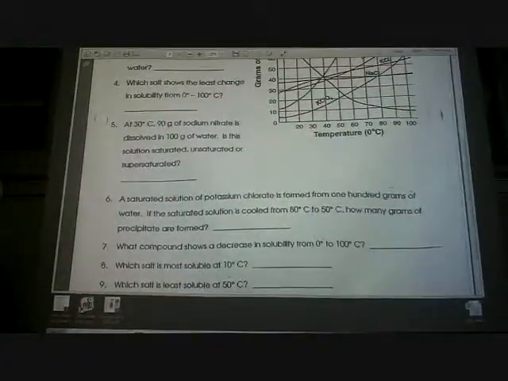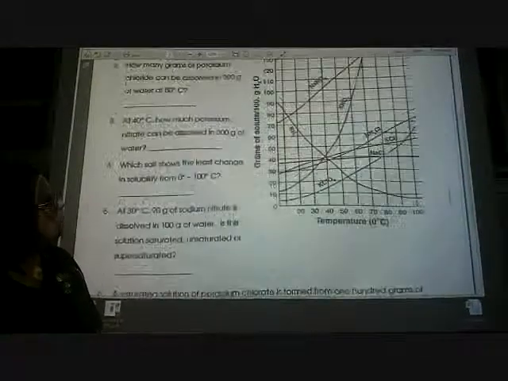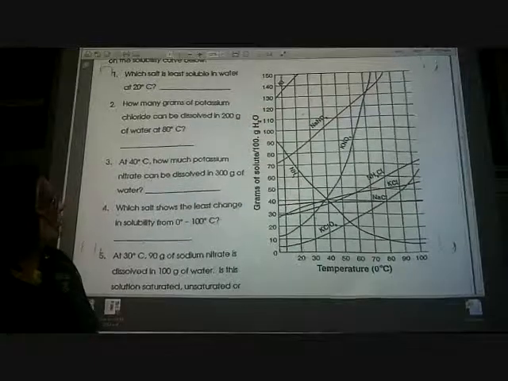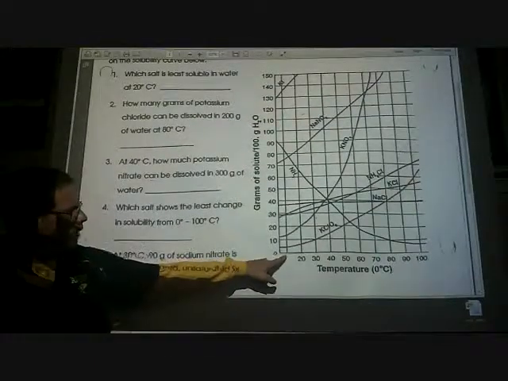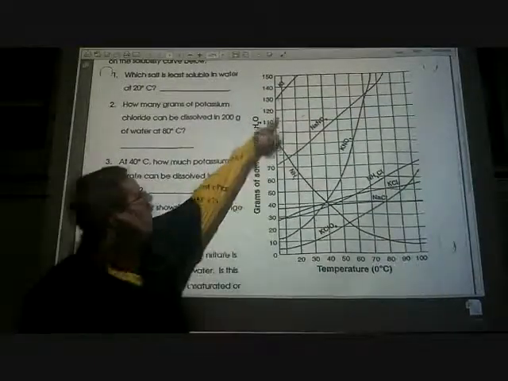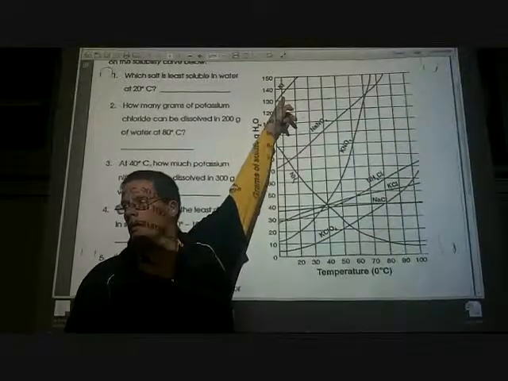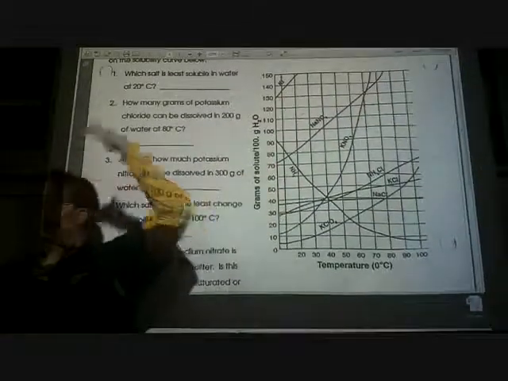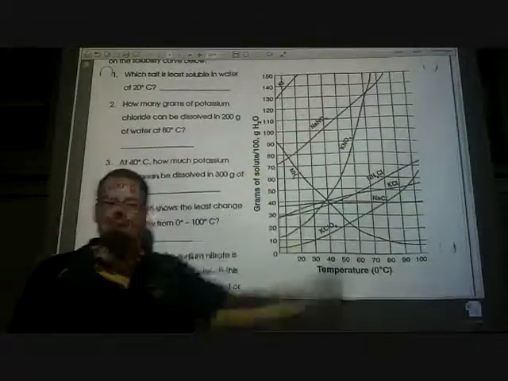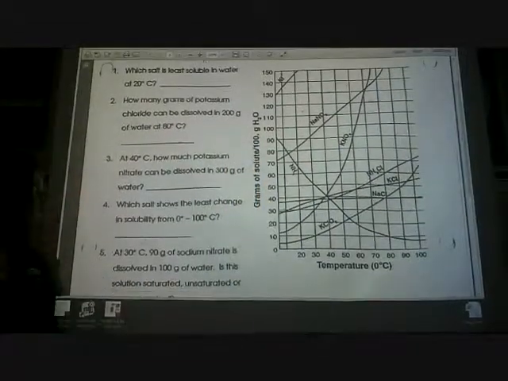All right, number 8. Which salt is most soluble at 10 degrees? Which one's most soluble? Here's 10, even though they didn't put it on there. KI, which is potassium iodide. Okay. So the highest or the greatest solubility is the one at... Yeah, most.